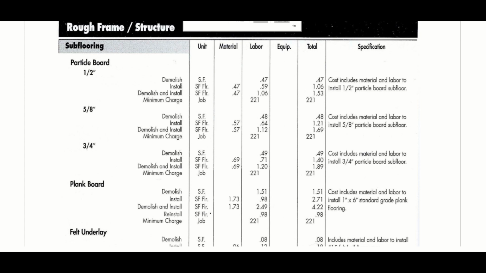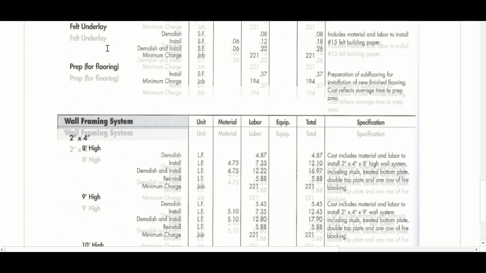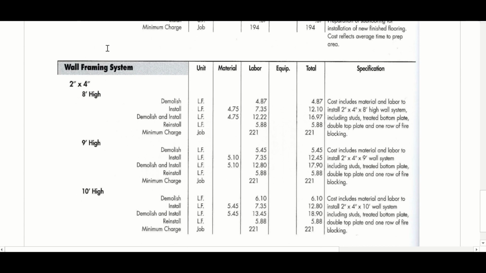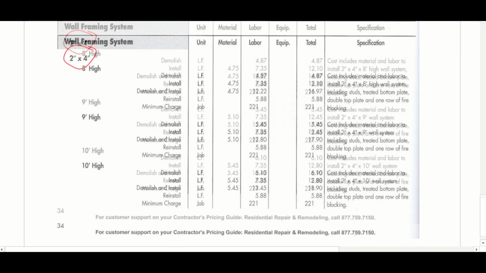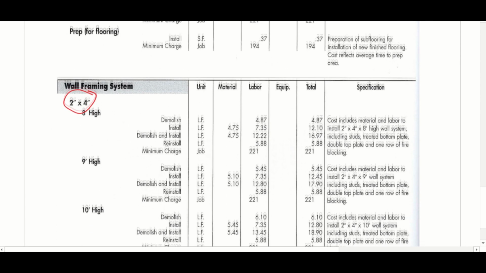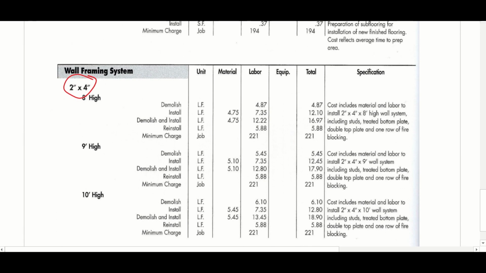One of my favorite parts of construction is the framing, and we're going to talk about rough framing walls. On this particular page, we're going to skip past the subflooring and move down to wall framing systems. The two main types of walls used in residential construction are 2x4 walls and 2x6 walls, which are on the next page. We'll focus on 2x4 walls today.